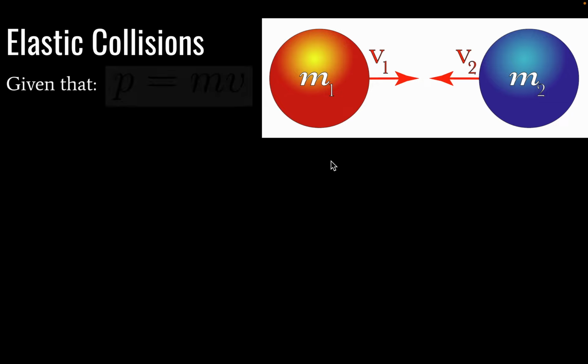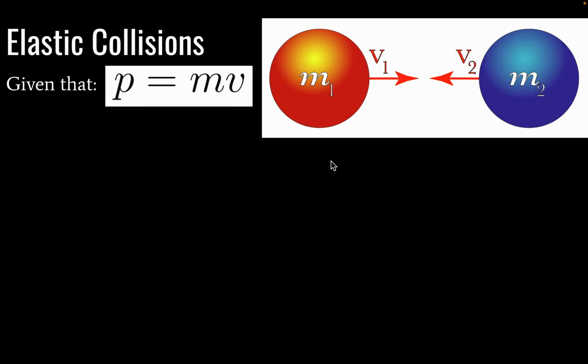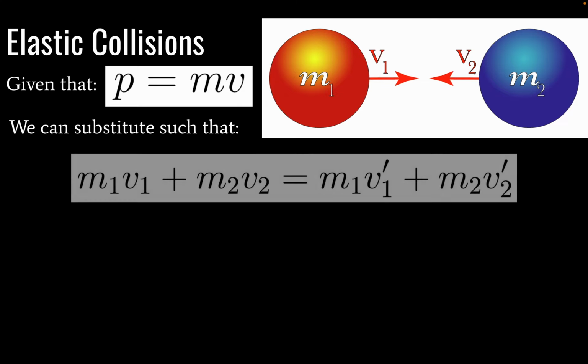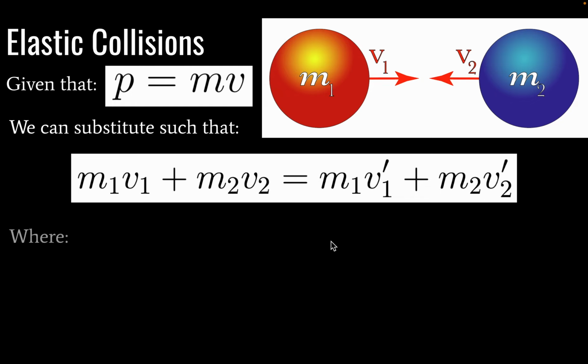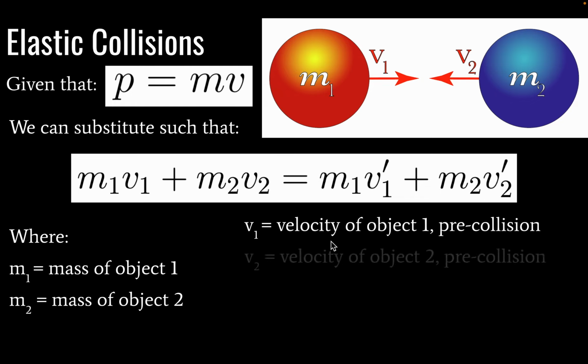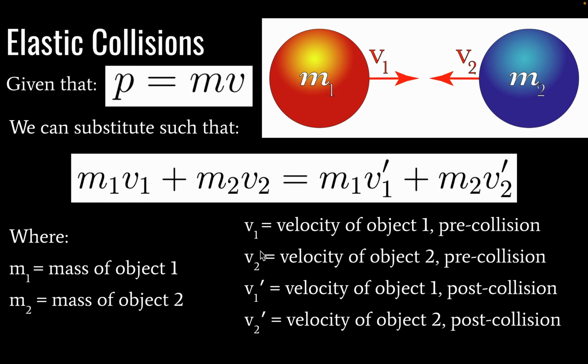All right, so we know that momentum is equal to mass times velocity, and so we can do a little bit of substitution here, and that's going to give us this new equation where we have the momentum of object 1 plus the momentum of object 2 equaling, so this is pre-collision and this is post-collision, so the momentum of object 1 and object 2 post-collision over here. Okay, and I'm just going to quickly show these, and you can pause the video if you want to take a closer look at them if you need to.